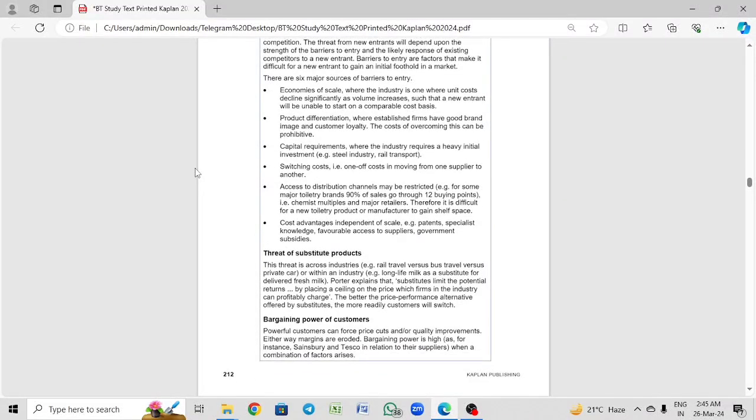Now the threat of substitutes. The more substitutes present in the market, the easier it is for customers to shift. So there's a threat of substitutes.